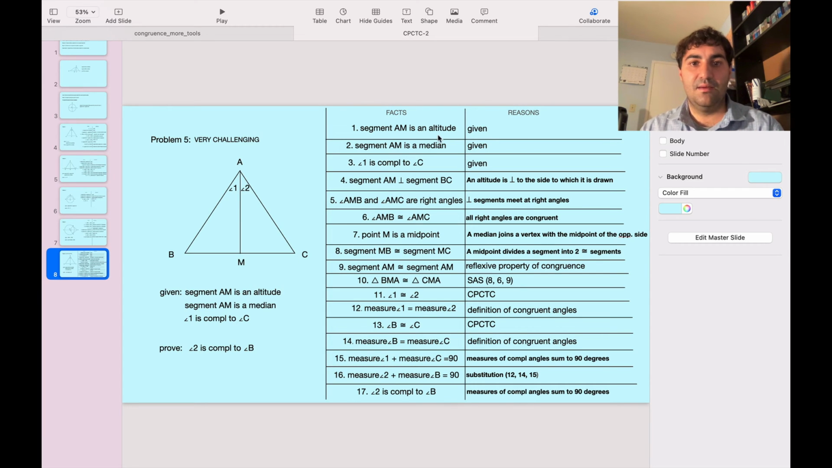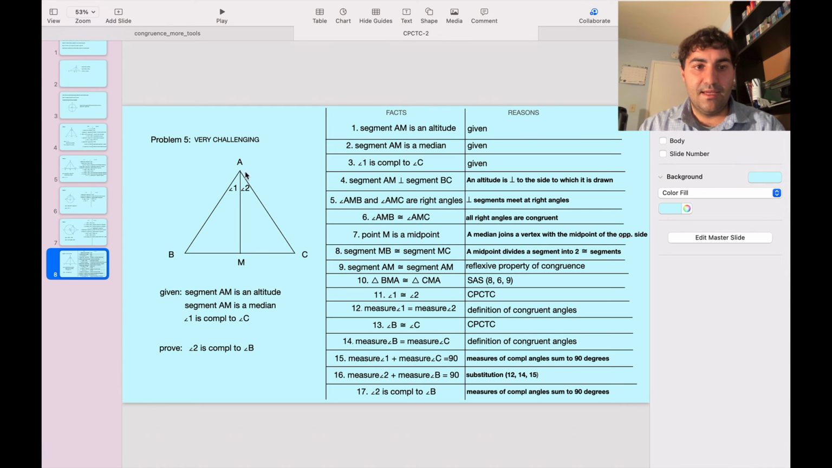So because segment AM is an altitude, then segment AM is going to have to be perpendicular to segment BC, because an altitude is a segment that joins a vertex, in this case point A, to the opposite side, which is segment BC, and it's perpendicular to the side here, BC. So since the perpendicular segments meet at right angles, we know that angle AMB and angle AMC are both right angles, and since right angles are congruent, we know that angle AMB is congruent to angle AMC.